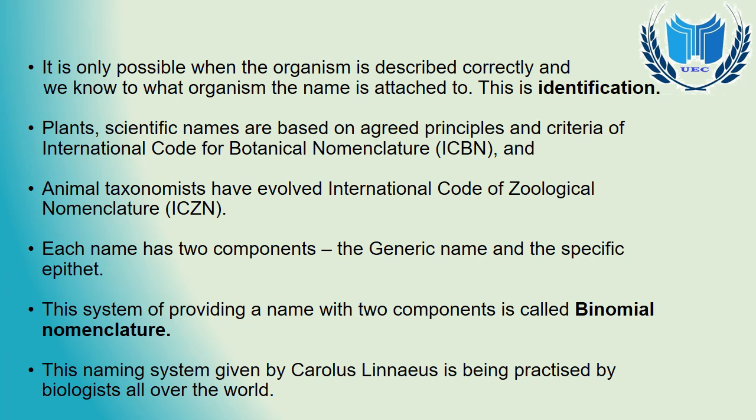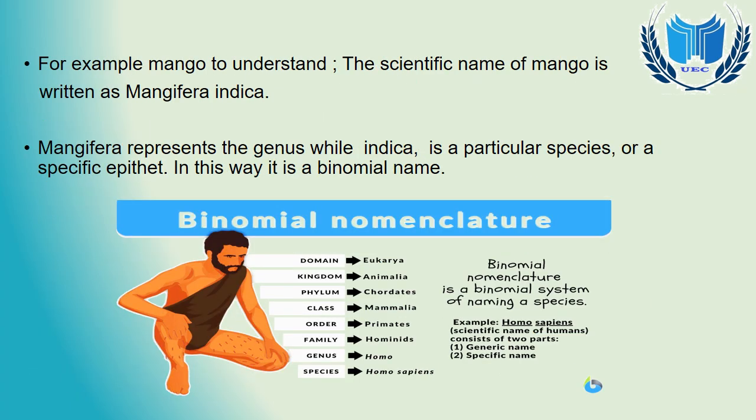These two names contain two components. The first one is the generic name and the other is the specific epithet which is attached to that. Now to understand more clearly, I am giving you two examples. One is of a plant and another one is of the human being.